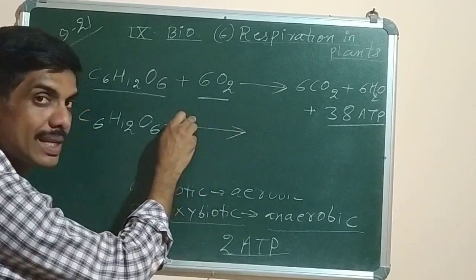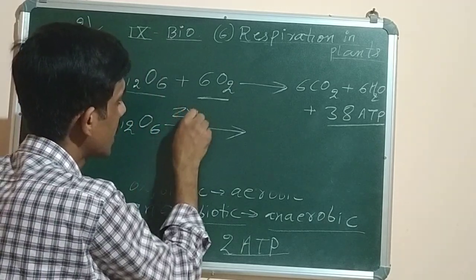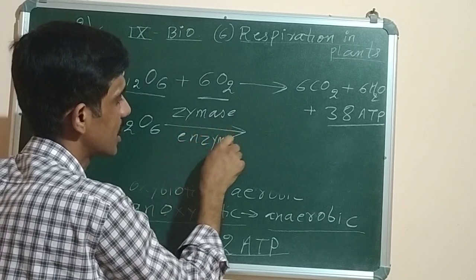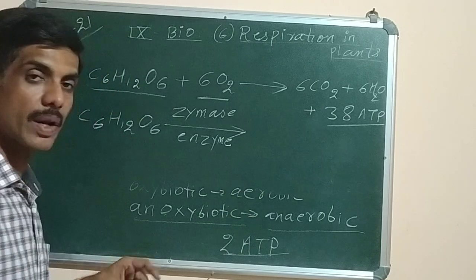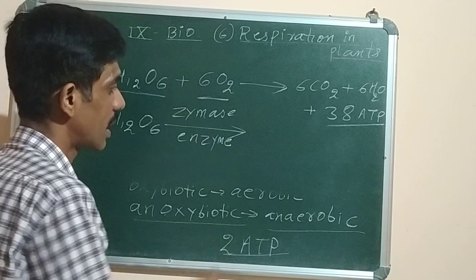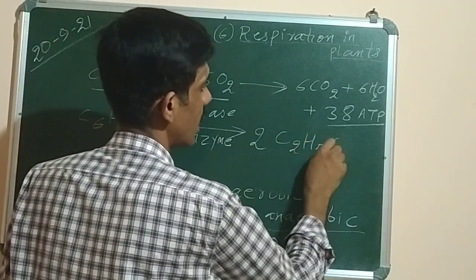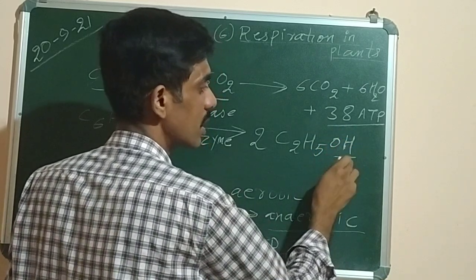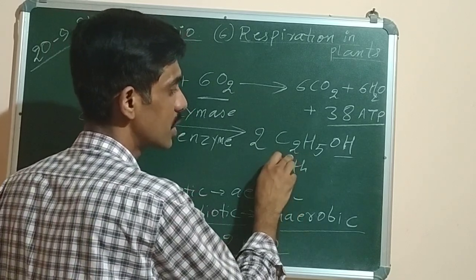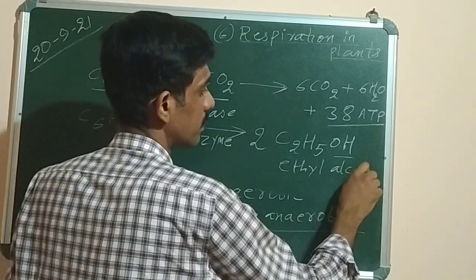Directly in the presence of an enzyme, the name of the enzyme is mentioned in your book, it is zymase enzyme, Z-Y-M-A-S-E. Zymase enzyme is required for anaerobic respiration. It produces 2 different products. In your book, what is mentioned here is 2 molecules of ethyl alcohol. The formula of ethyl alcohol is C2H5OH. OH is the hydroxyl group which is found in alcohol, so it is called ethyl alcohol. Because C2 is there, from ethene it is formed, so it is called ethyl alcohol.